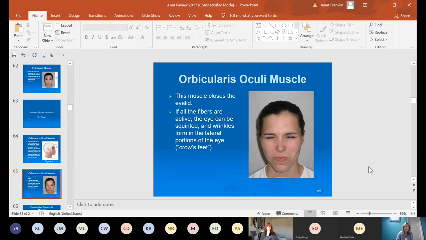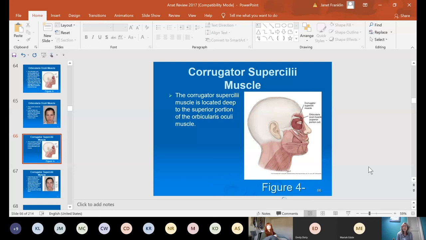The orbicularis oculi muscle closes the eyelid. If all the fibers are active, the eye can be squinted and wrinkles form in the lateral portion of the eye, or crow's feet. So think of the lateral portions of your eyes. We all know where we talk about crow's feet, and that's the lateral portions of your eye. We didn't really study this one, but the corrugator supercilii muscle is located deep to the superior portion of the orbicularis oculi muscle. We do not need to know this one.